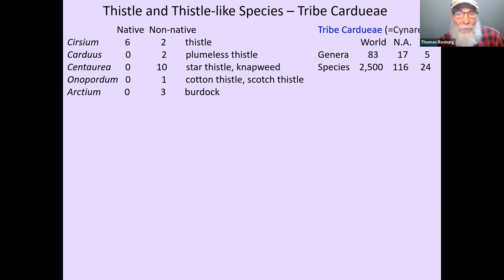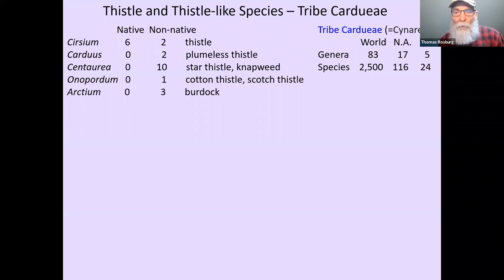I'll have all of them in the table that we'll look at, but I only worked on keying out the four most common ones. And I'll explain why as we look at that table. Onopordum, the cotton or Scotch thistle, and then burdock is in this tribe. It's in this tribe according to Flora of North America, but I noticed that in the Angiosperm Phylogeny Website, I think it's been moved into its own tribe there. Nonetheless, we'll go ahead and include it.